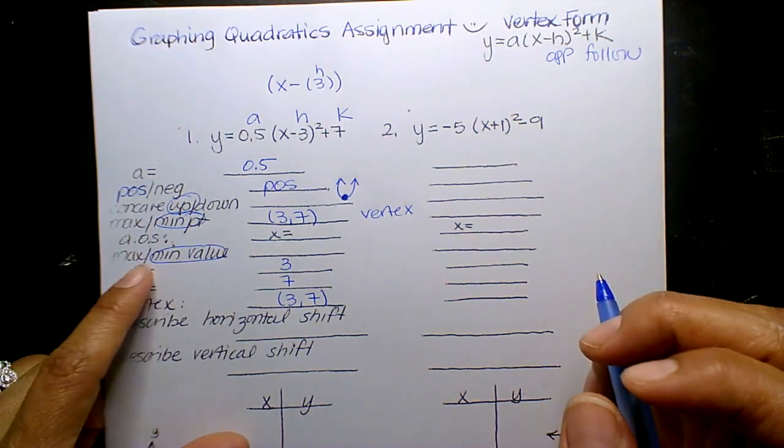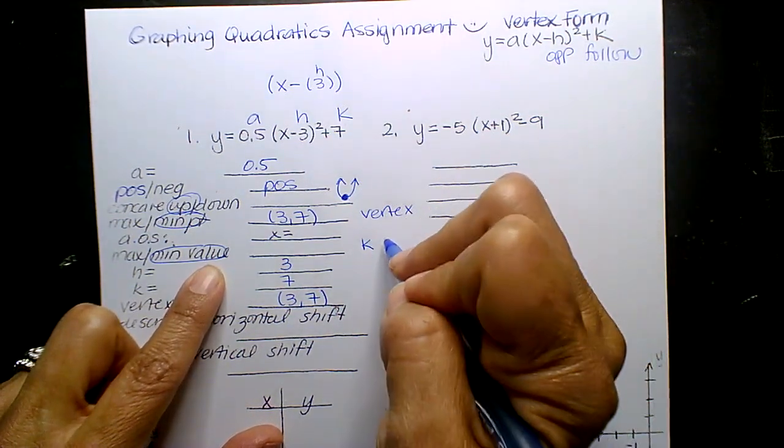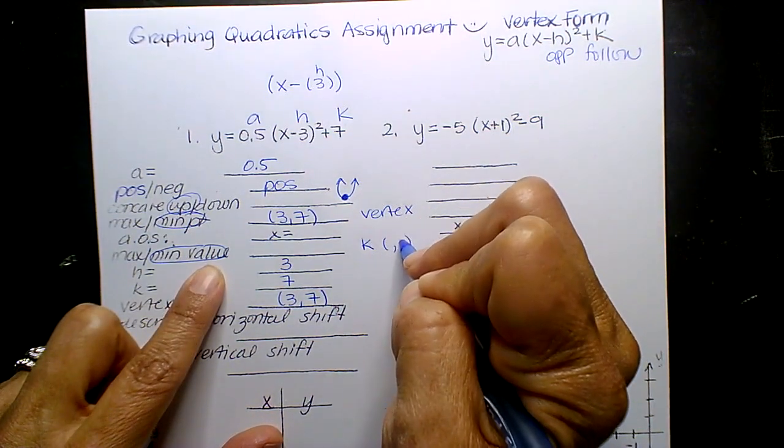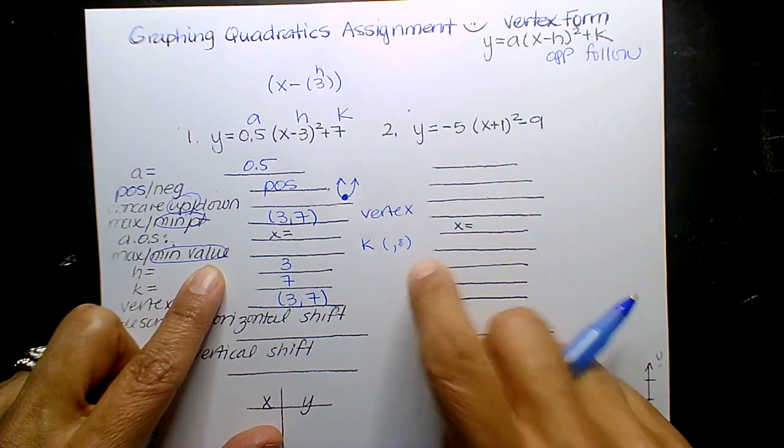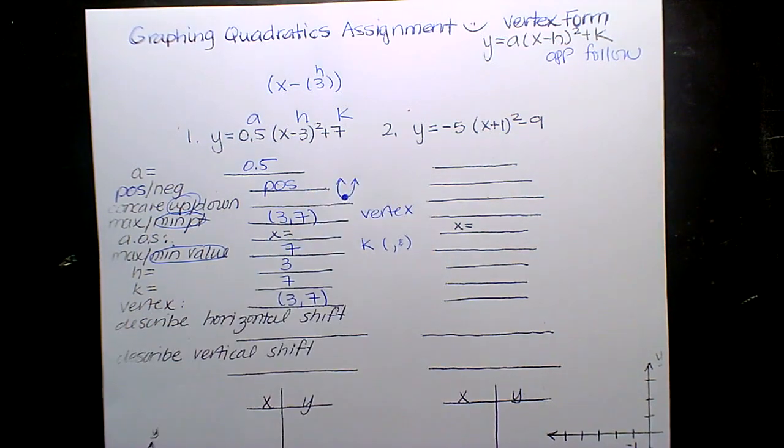Okay, what's my max min value? It's going to be the K value, or it's from the vertex, it's this number here. It's the Y value of the vertex. So that is just 7.